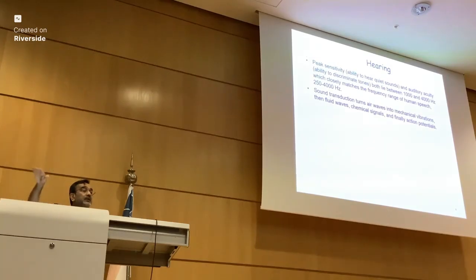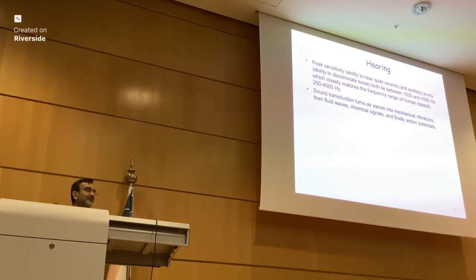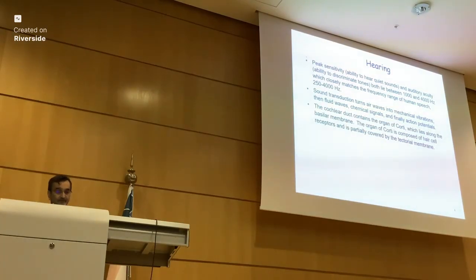And these fluid waves then pass from the perilymph in the scala vestibuli into the scala media, where they cause the basilar membrane to vibrate and the hair cells to get depolarized, which will result in an electrical stimulus going to the central nervous system. So this is how your normal mechanism of hearing works.